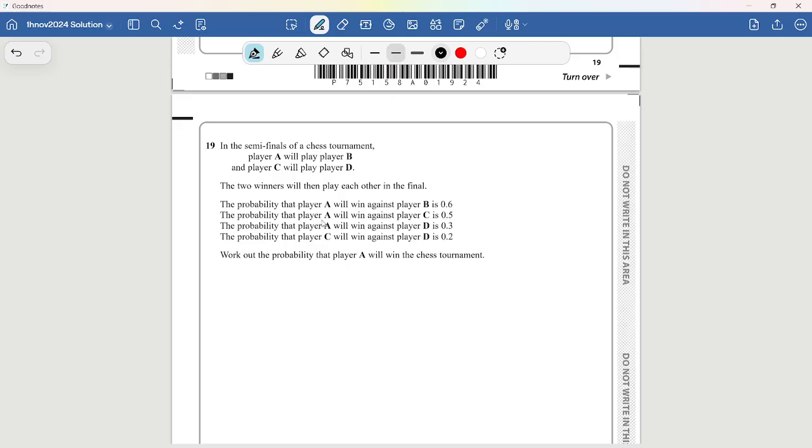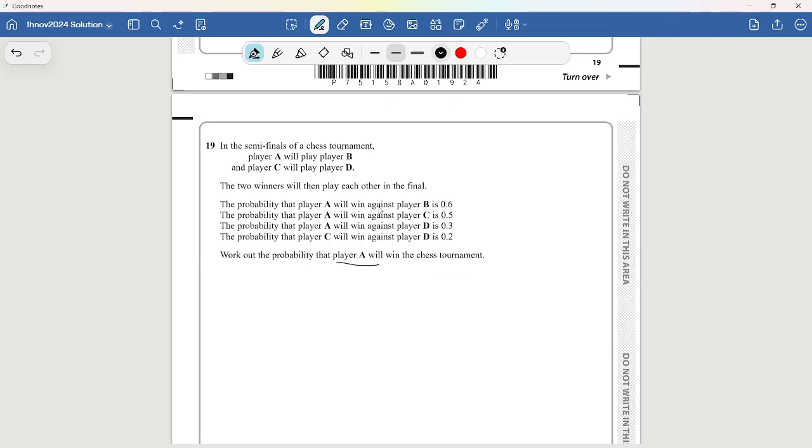The probability that A will win against C is 0.5. The probability that A will win against D is 0.3. The probability that C will win against D is 0.2. Work out the probability that player A will win the chess tournament.